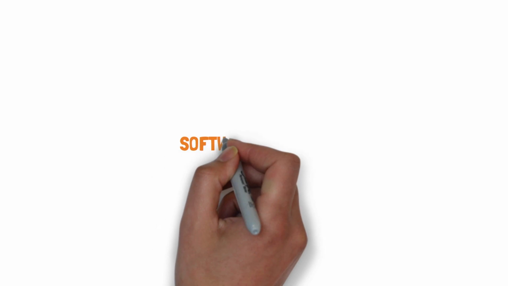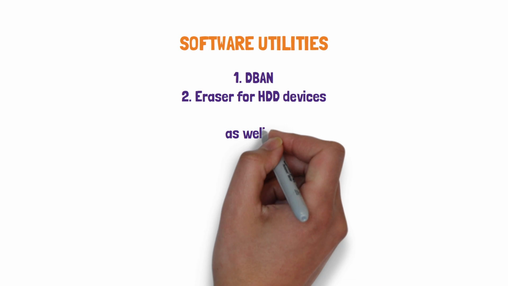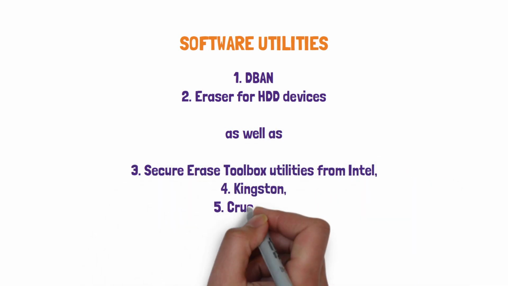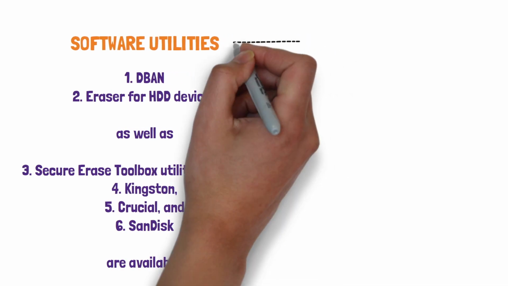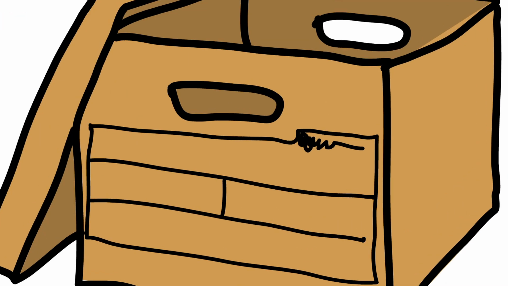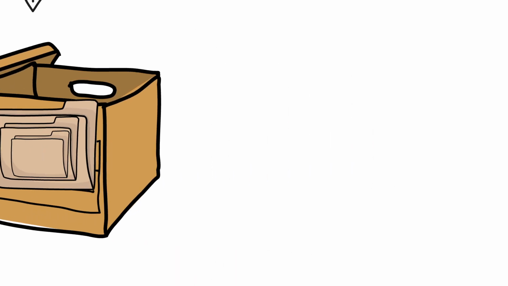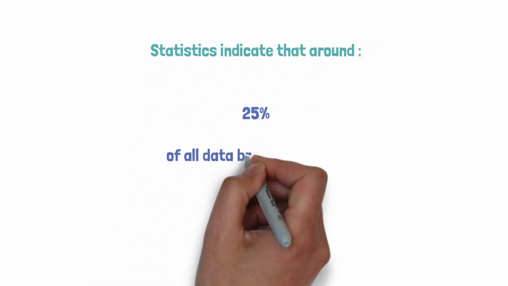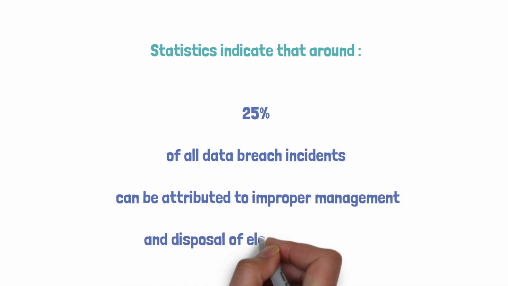Several software utilities like DBAN, Eraser for HDD devices, as well as Secure Erase Toolbox utilities from Intel, Kingston, Crucial and SanDisk are available. These programs overwrite your storage devices several times physically with random data, and thus your data is wiped. Statistics indicate that around 25% of all data breach incidents can be attributed to improper management and disposal of electronic wastes.